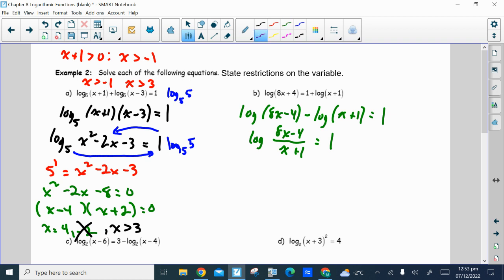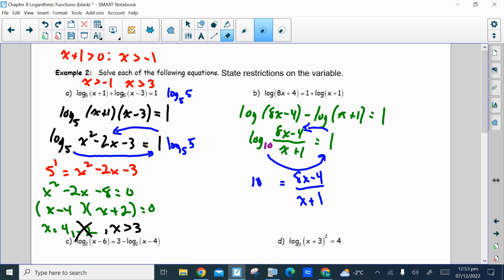So this log is a common log, which means it's base 10. No base indicated, which means it's base 10. And now, in this case, I would convert from logarithmic to exponential by starting with the base and cycling through. I'll get 10 to the power 1 equals 8x take away 4 over x plus 1. I'm sorry, 10 to the power 1, not 10 to the power x. So 10 to the power 1 is 10. Make both sides a fraction.